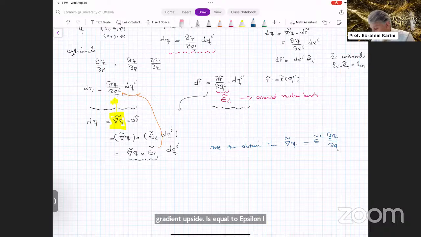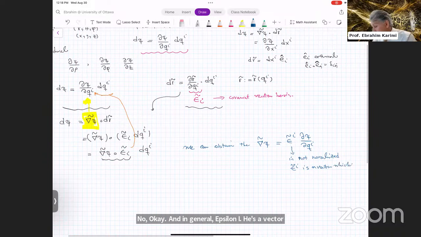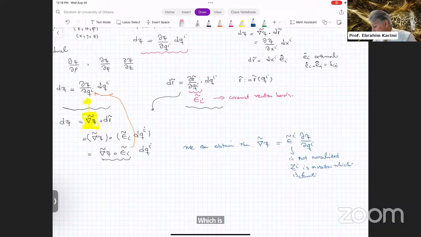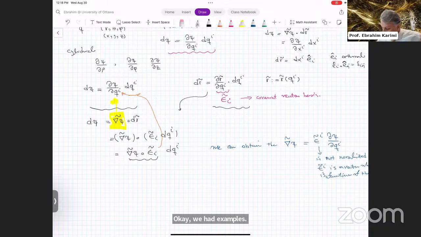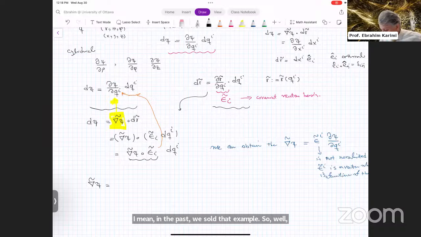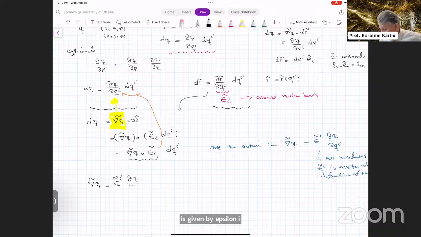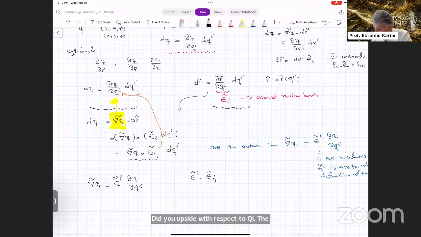Remember, this εi is not normalized, okay? And in general, εi is a vector which is a function of the coordinates. Okay, we had examples. In the past, we solved that example. So from here, I can find that the gradient of ψ is given by εi times the derivative of ψ with respect to qi. Remember, εi · εj will be given by δ of... not really, sorry, my apologies.